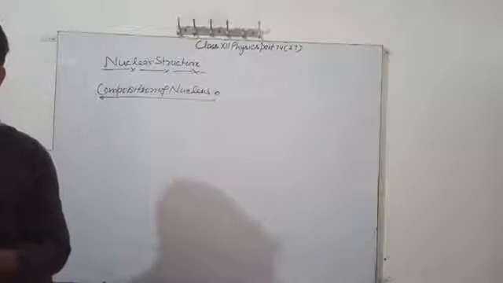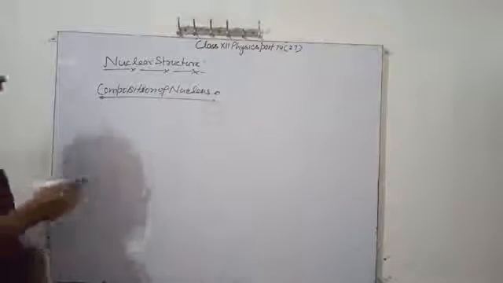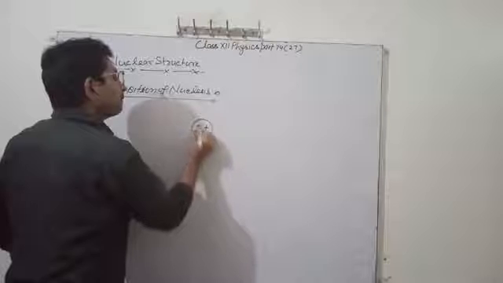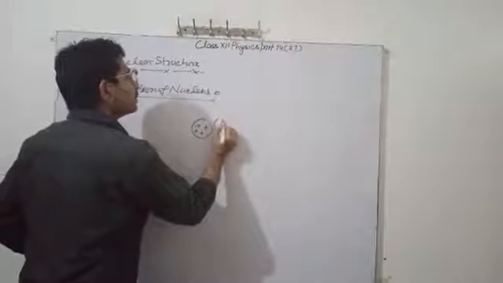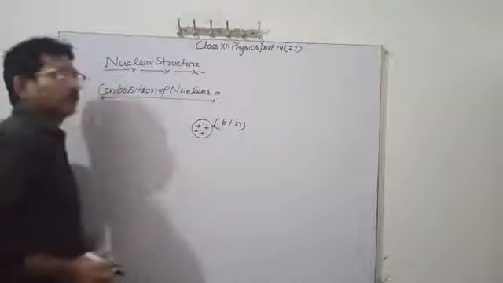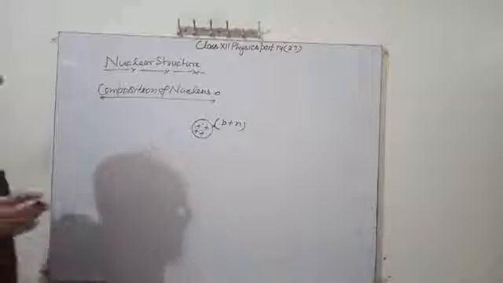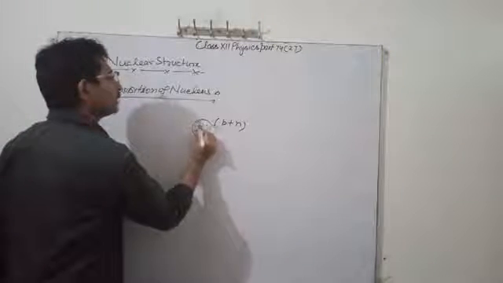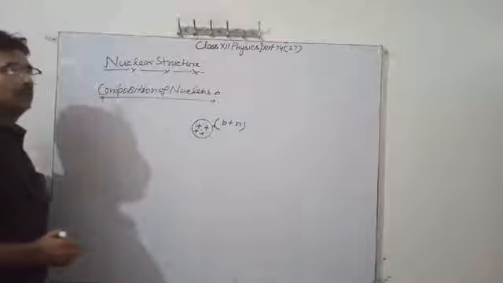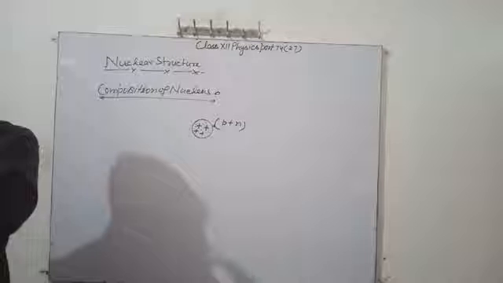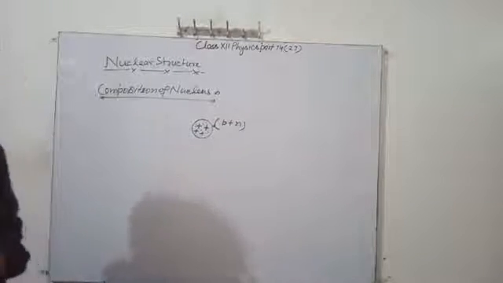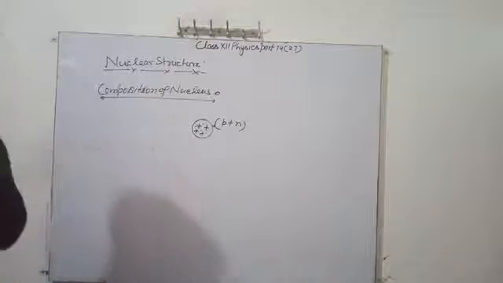The nucleus has protons and neutrons. That means proton plus neutron in the nucleus. Protons give the positive charge to the nucleus, while the neutrons are uncharged. Protons and neutrons together give the mass.